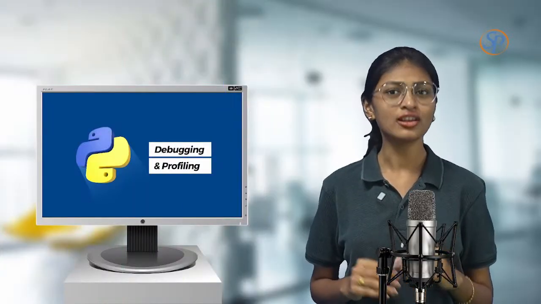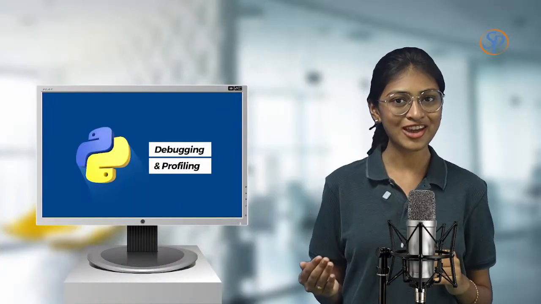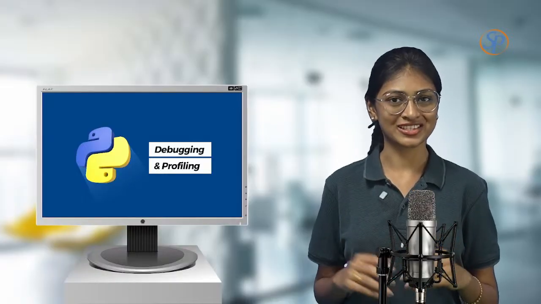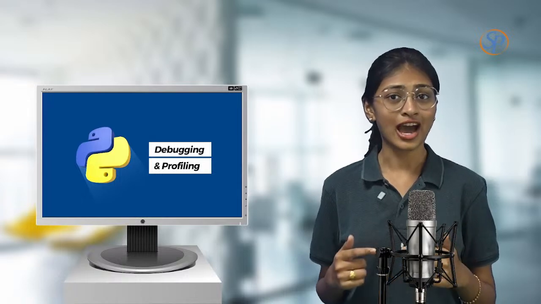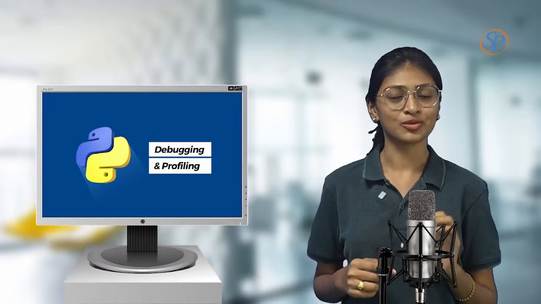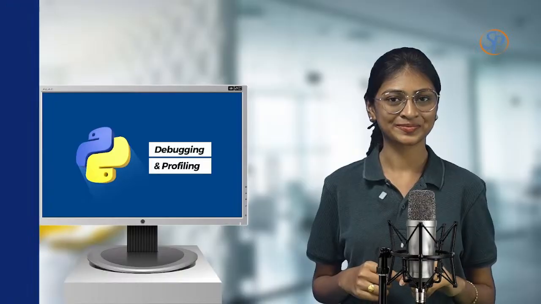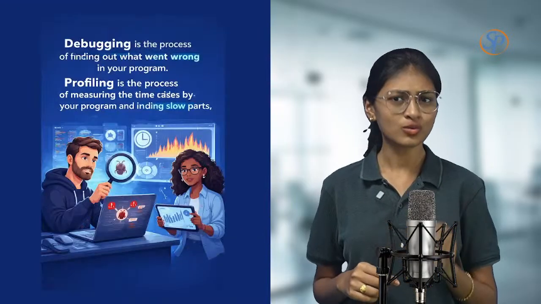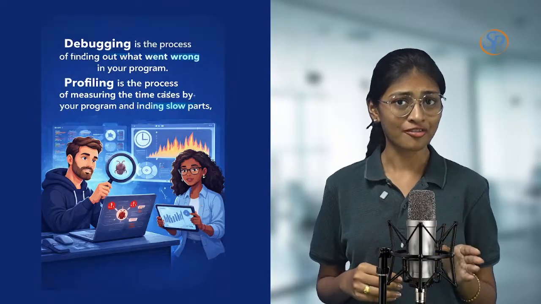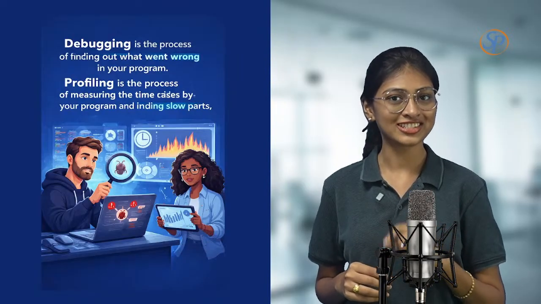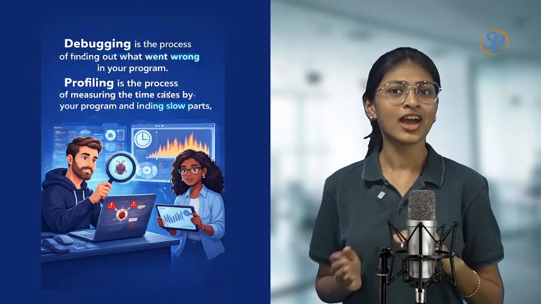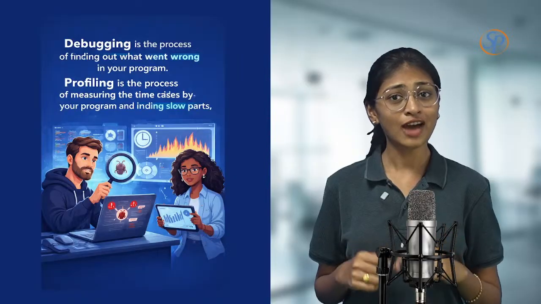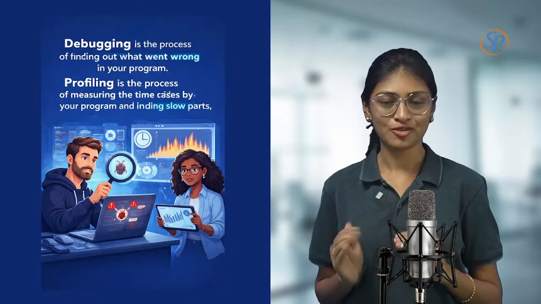In the last module, we learned about virtual environments and package management, how to set up clean project spaces. Now, we learn how to inspect our code and improve its performance. Debugging is the process of finding out what went wrong in your program. Profiling is the process of measuring the time taken by your program and finding slow parts. A good programmer knows how to both debug and profile the code.